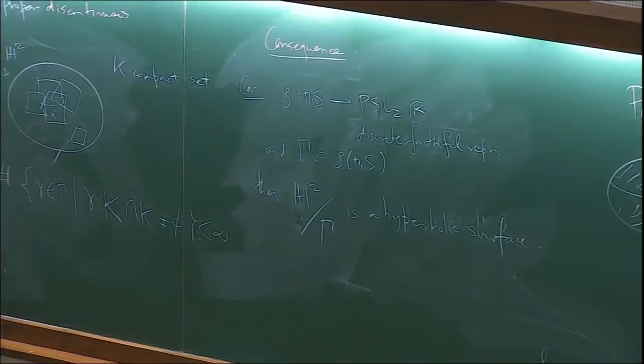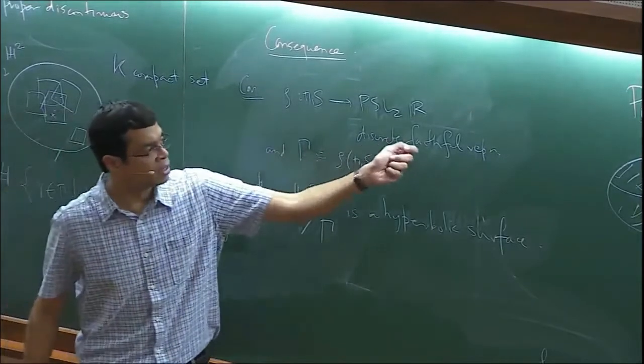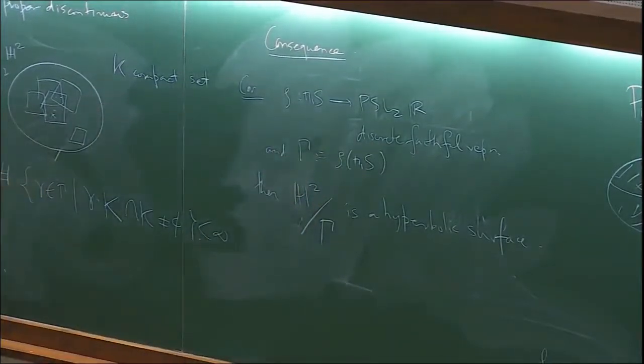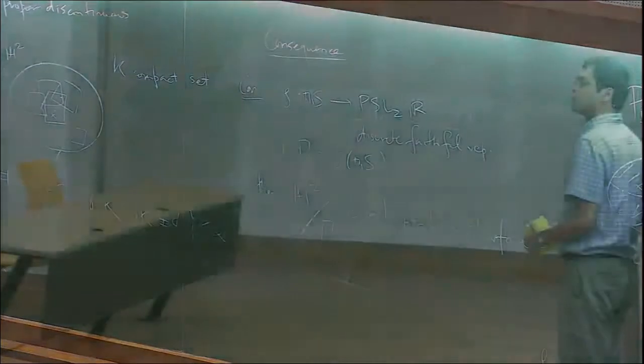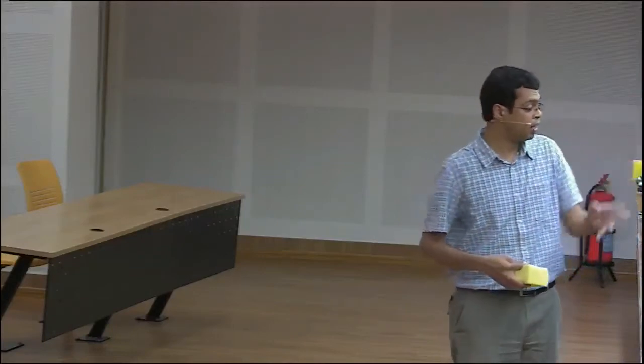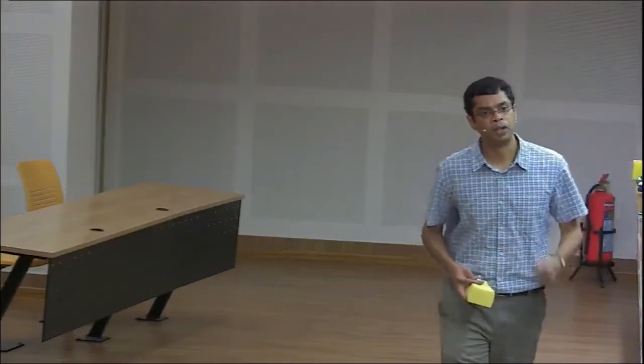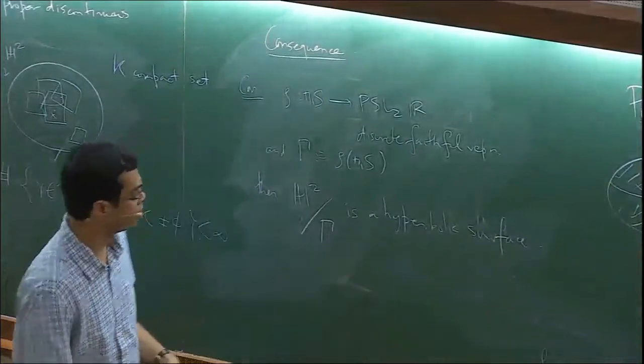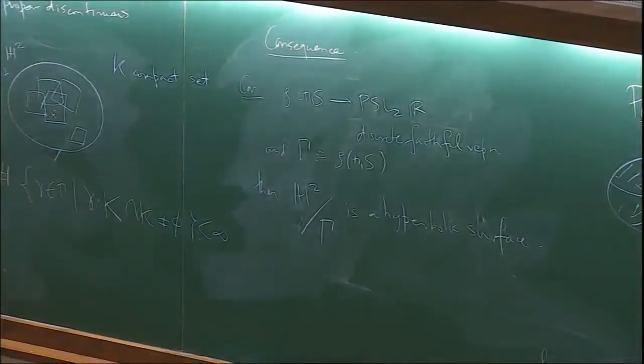Well, since this action is faithful, it is also free. Because if it's faithful, then you know that the image group is pi1 of S, which has no torsion. It's a torsion-free subgroup, and so it can't fix an element in H2. Anything that fixes an element in H2 is finite order. And of course, it acts by isometry, so the metric descends to the quotient, and you get a hyperbolic surface. So that's the connection with hyperbolic surfaces.